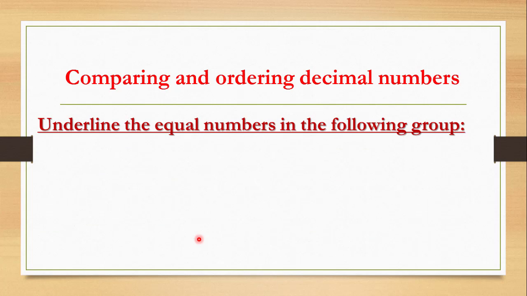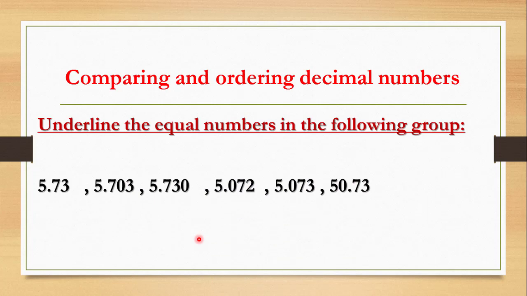I want to underline the equal numbers in the following group. We have a group of numbers. 2 numbers of them are equal, but I don't know which of them are equal. Okay, let's think. Let's look at the whole numbers first. All the whole numbers here are 5, except the last one here is 50, so this number is not equal to any of the other numbers. Okay, let's look at the decimal part. We have here 3 decimal places, 3 decimal places, 3 decimal places, and here also 3 decimal places, but here we have only 2, so let's add 0.